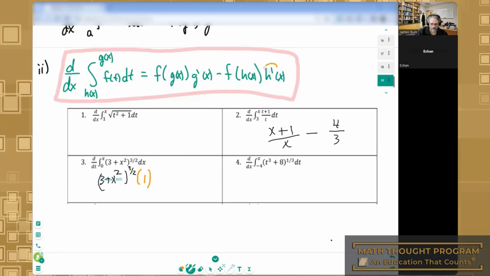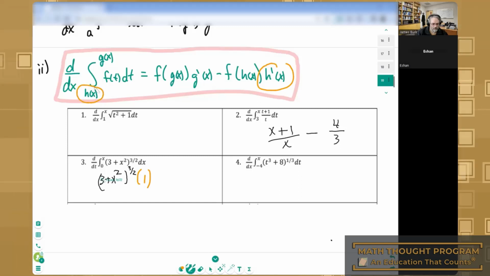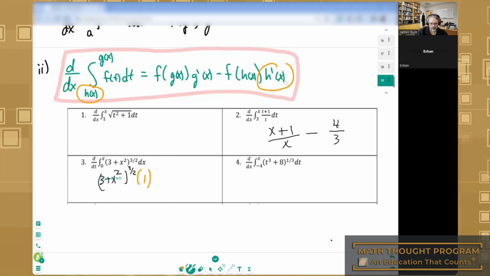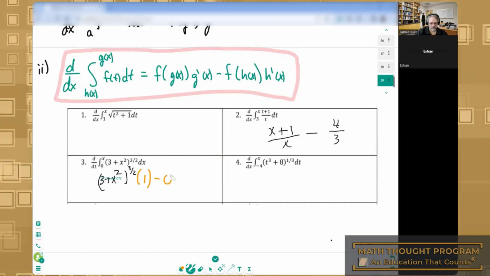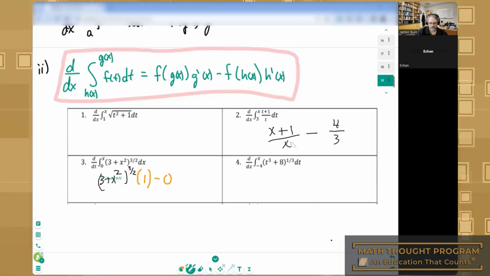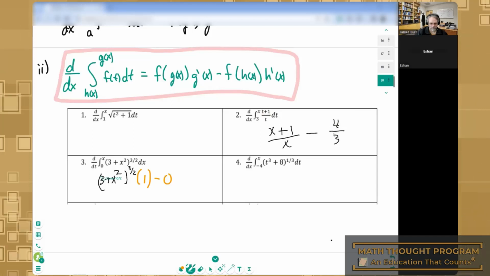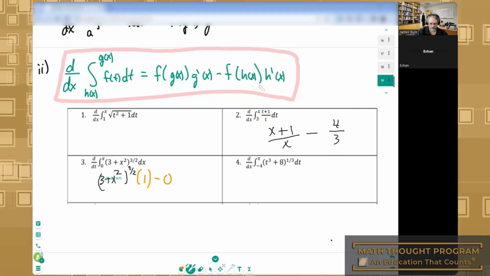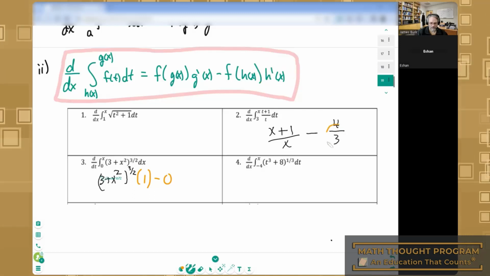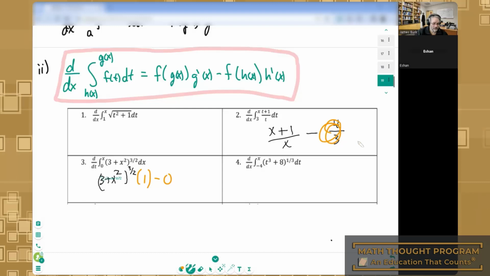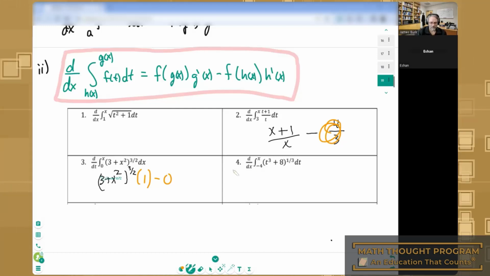But notice that this right here, the h prime, that's a number. How do numbers change? They don't. So the derivative is zero. So over here, you would take everything and plug it in, like for number two, but now you don't want to get 4/3 because when you plug in the three, how do derivatives change? You get zero. So derivatives don't change for constants. Try number four real fast.